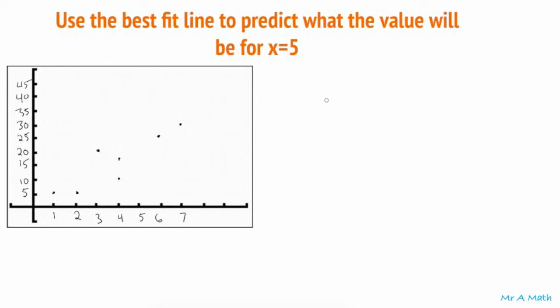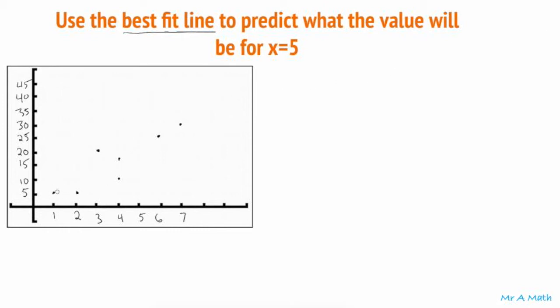So let's say we have a scatter plot here, and it's asking me to use the best fit line to predict what the value will be for x equals 5. First and foremost, we need to know what is the best fit line. Really, what we're trying to do is draw a line that represents the data on average.